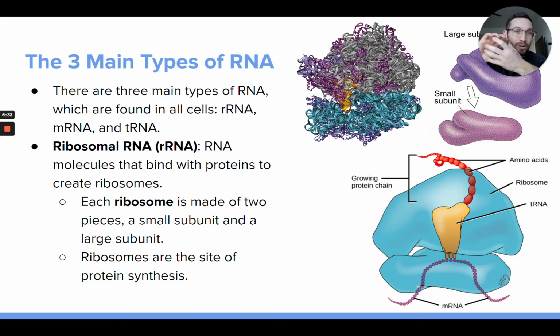So ribosomes are building and putting together proteins. And those ribosomes are made of rRNA. So there's a specific type of RNA called rRNA that helps build the ribosome. The ribosome is made of it. Each ribosome is made of a large and a small subunit of these RNA-protein complexes that come together, and that's where proteins are going to be synthesized. So that's the location where we're going to start building proteins.